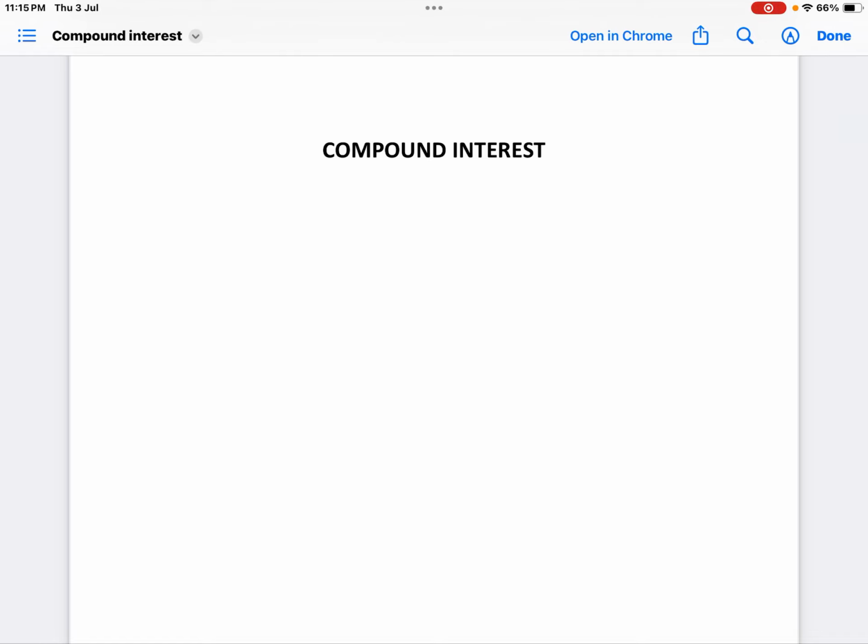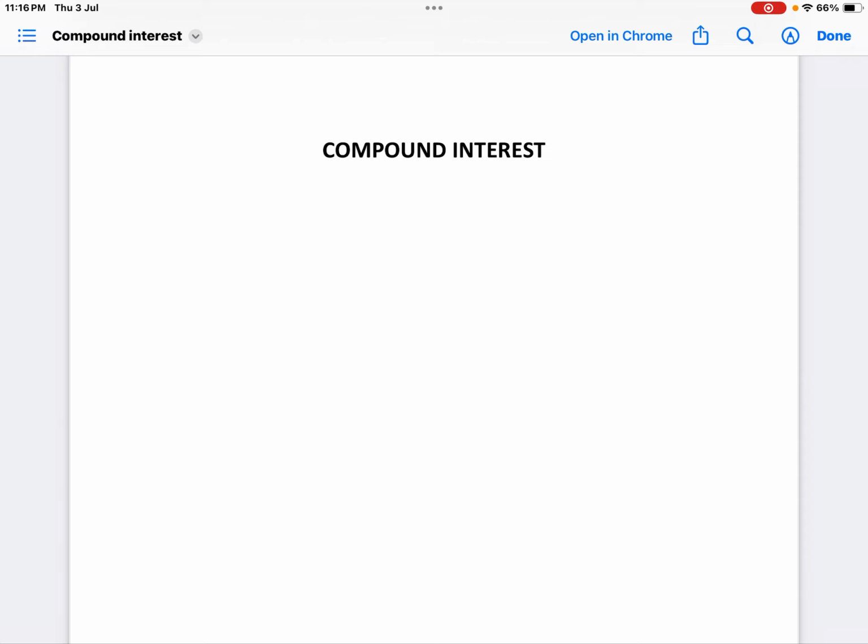In today's class we will cover the topic compound interest. We have done simple interest previously, and now we will cover compound interest. First we need to understand the difference between compound and simple interest. In simple interest, if we invest an amount for 3 years, the principal amount will always remain the same. For example, if I invested 5,000 rupees, it will remain 5,000 for 3 years.